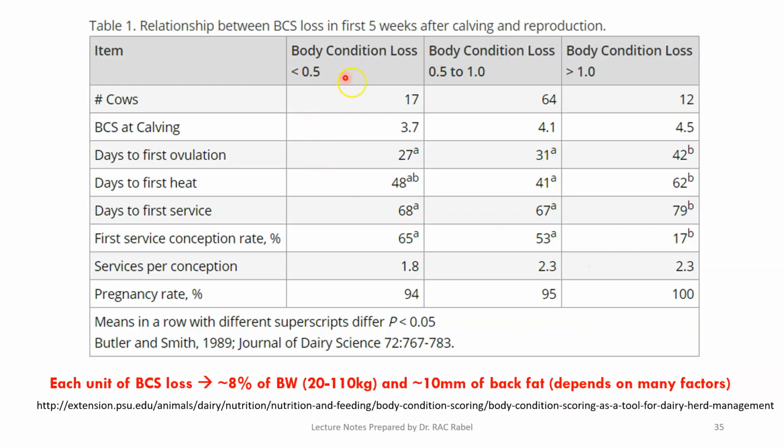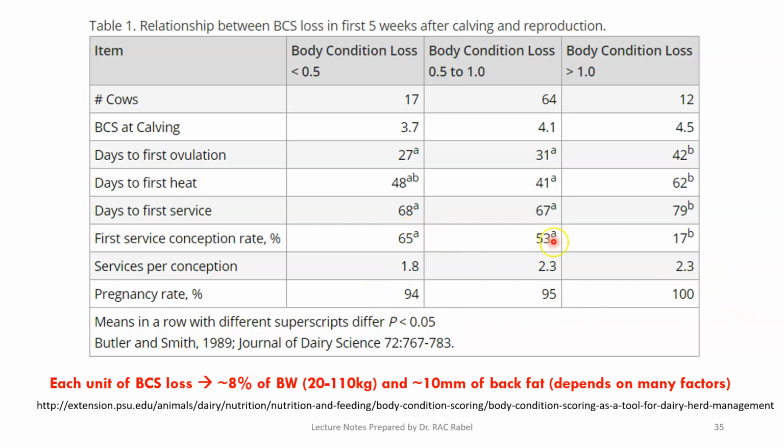So earlier I said you should try to keep the body condition loss to no more than 0.5. However, in reality, there are animals that lose less than 0.5, or even more than 0.5 or more than 1. See what happens when the body condition loss is higher. Days to first ovulation is higher. Days to first heat is higher. First service is later. First service conception rate is lower. Services per conception is higher.